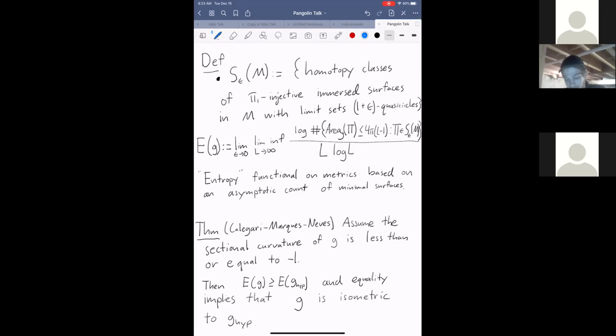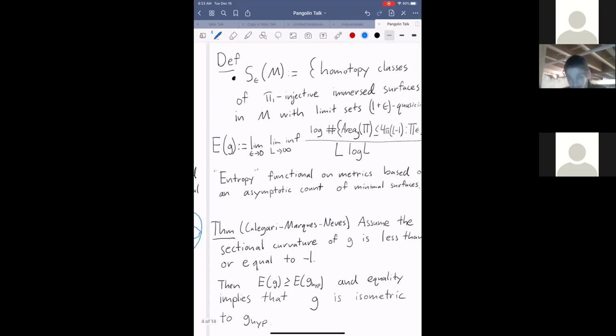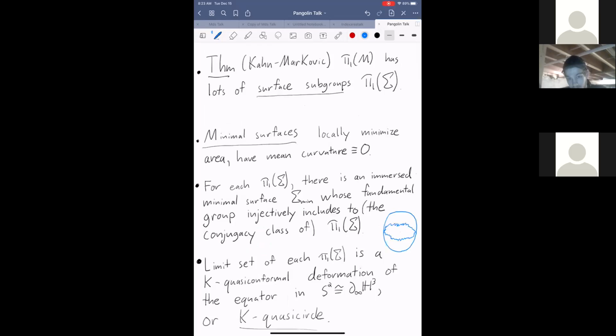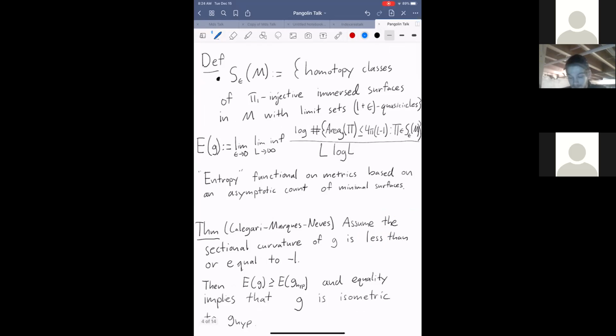So, we require that there is some K for which their limit sets are K-quasiconformal homeomorphisms, or deformations, of the equator. We require that K to be less than or equal to 1 plus epsilon. This condition is saying the limit sets are close to being round circles, and we only look at the surface subgroups whose limit sets are close to being round circles, and for these S_epsilon of M's.